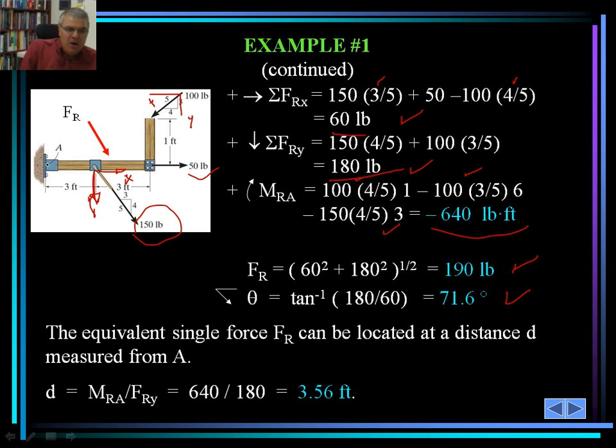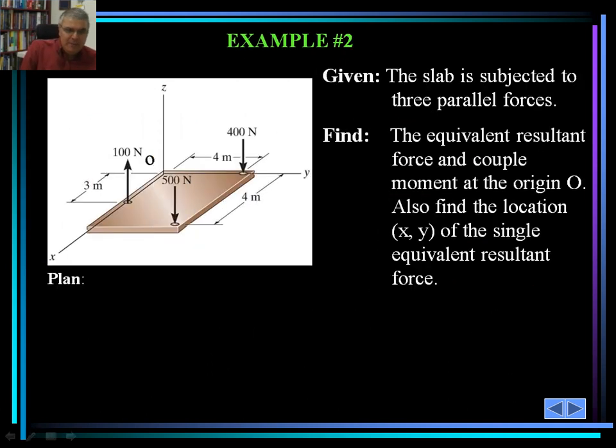So if you want to find the equivalent single force F sub R, it can be located at a distance D measured from A. Again, 640 divided by 180 is 3.56 feet. Okay, let's take a look at the second example.